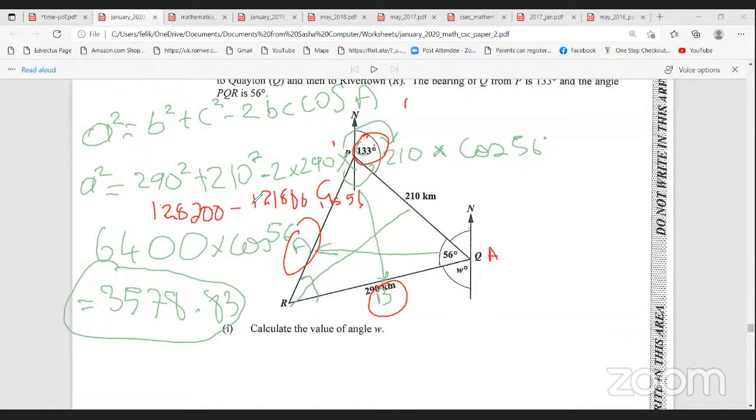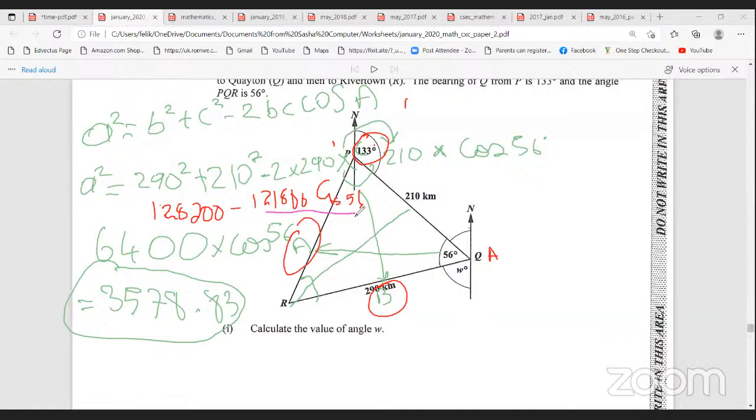All right. So at this point, what did you do, Dejana? Did you just go ahead and subtract 121,800 from 128,200? Yes, miss. Okay. What happened to the principle of BODMAS? What operation is happening between 121,800 and cos? Are they being added, subtracted, divided? No, miss, multiplied. I didn't subtract it, I multiplied it. What did you multiply?